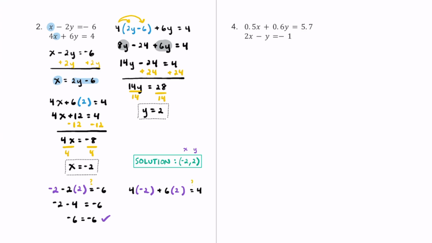All right, so let's go ahead and check that. So 4 times negative 2 is negative 8. And then 6 times 2 is positive 12. We can do this in the same step. That hopefully equals 4. Negative 8 plus 12, that does equal positive 4. So since 4 does equal 4, then our solution should make sense here.